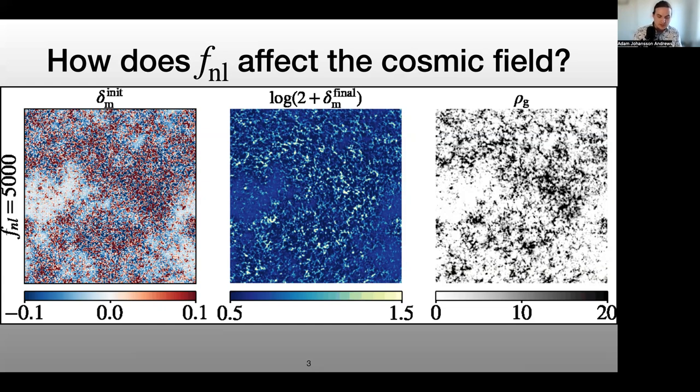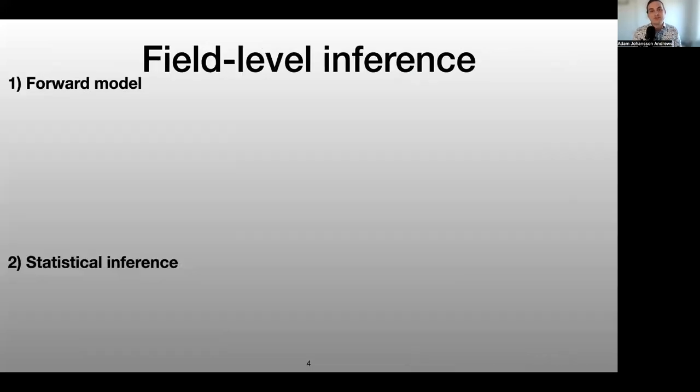So what I'm interested in here is using all of this rich phenomenology and going beyond summary statistics. To do so, I want to fit the full cosmic field directly to the data. And to do this, I'm working in the framework of field level inference. To give an intuitive understanding of field level inference, I usually think of it as a combination of two components, really: a forward model and a statistical inference approach.